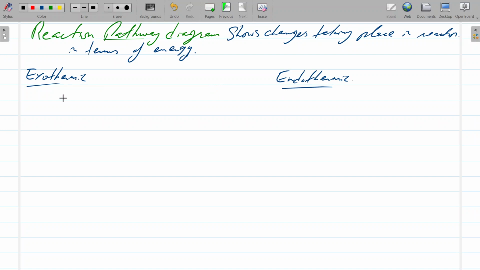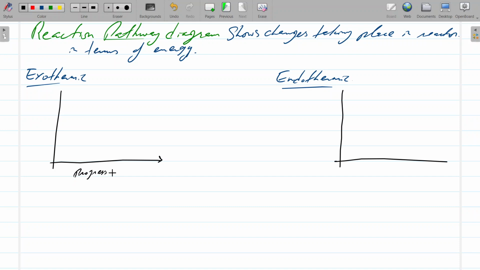So let's draw this. All right, this is not a graph, so technically you don't need the axis. And you label them. So the y-axis is the progress of reaction.